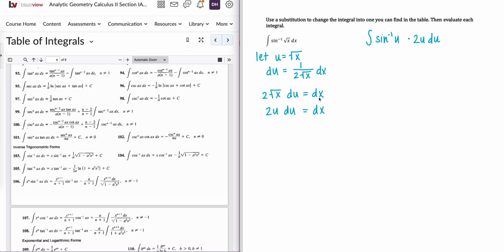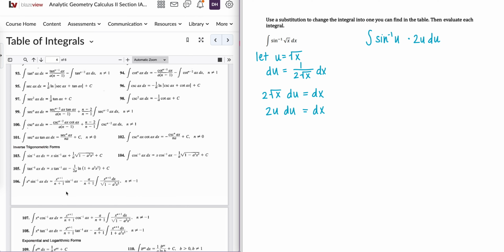Now, I do want to point out something here. If you look at the table at number 106, it actually matches what we have. X to the n, so in this case it's a u to the first power, so that n would be 1. Inverse sine of ax, so the a is also 1. So we have a formula that we can plug into. I was going to say straightforward, but it's not.